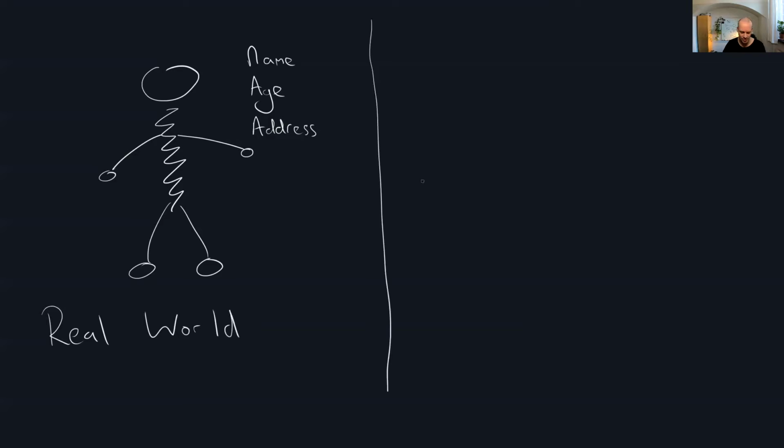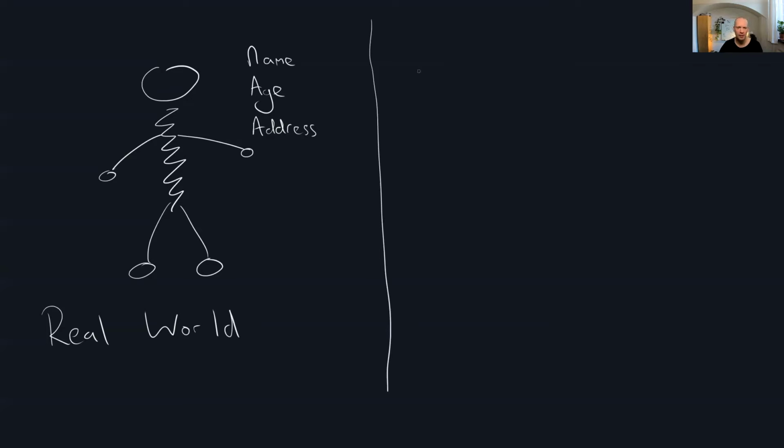Okay, what are things we know about a person? Well, we can give them a name, we can give them an age, and we can give them, I think, address was the example we used. Okay, so this is the real world, okay? At least that's what works for me.